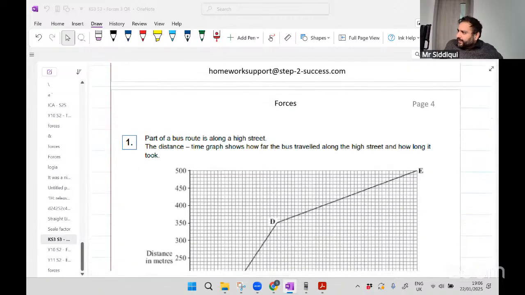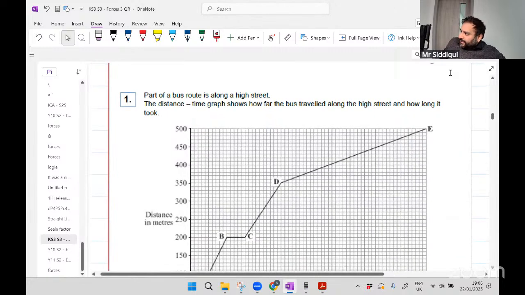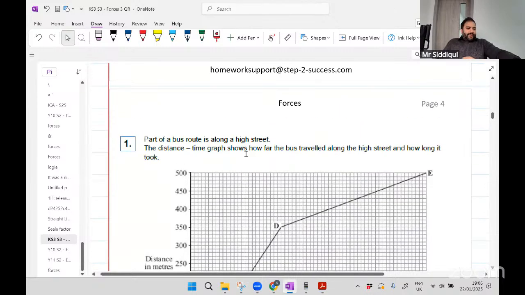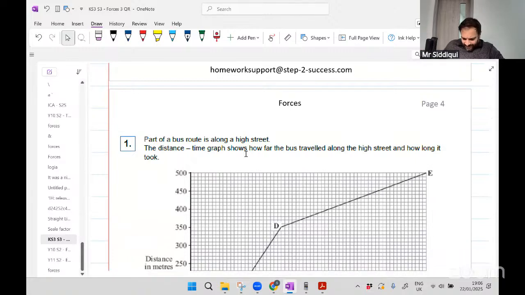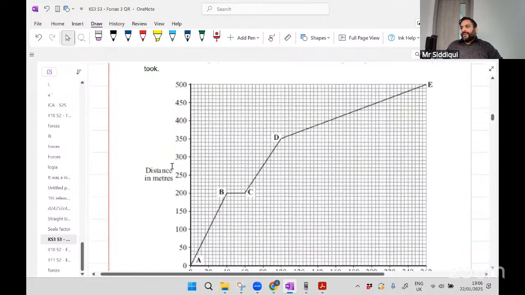Right, so question one on this homework. Okay, let's talk about this then. A normal contact force. Right, I will answer all of these questions. Don't you worry. I'm also not in any rush today, so we can drag this out if necessary. Part of a bus route. So this is a distance time graph. It's that kind of question.